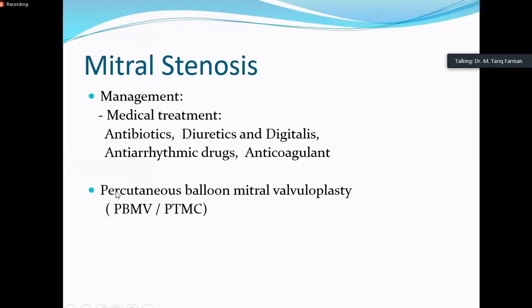Besides medical treatment, there is percutaneous treatment. If the valve is suitable for balloon, not calcified, and if there is no clot in the left atrium, then you can manage your patient with balloon valvuloplasty.